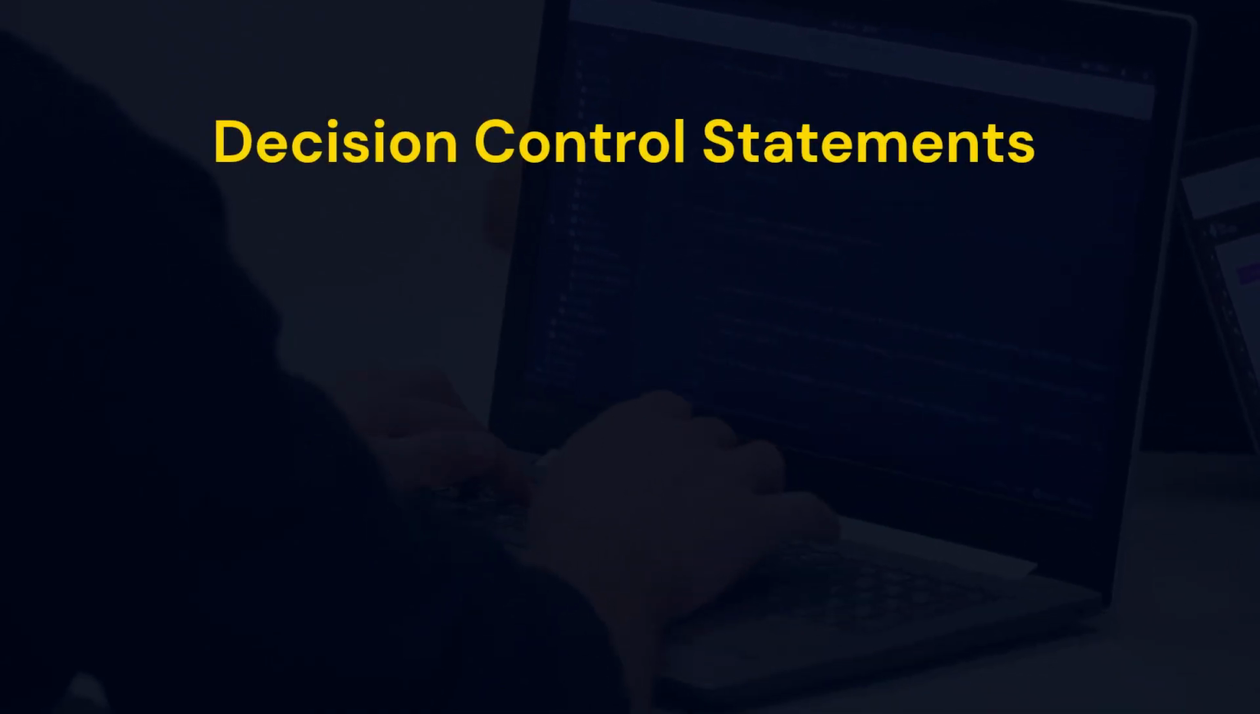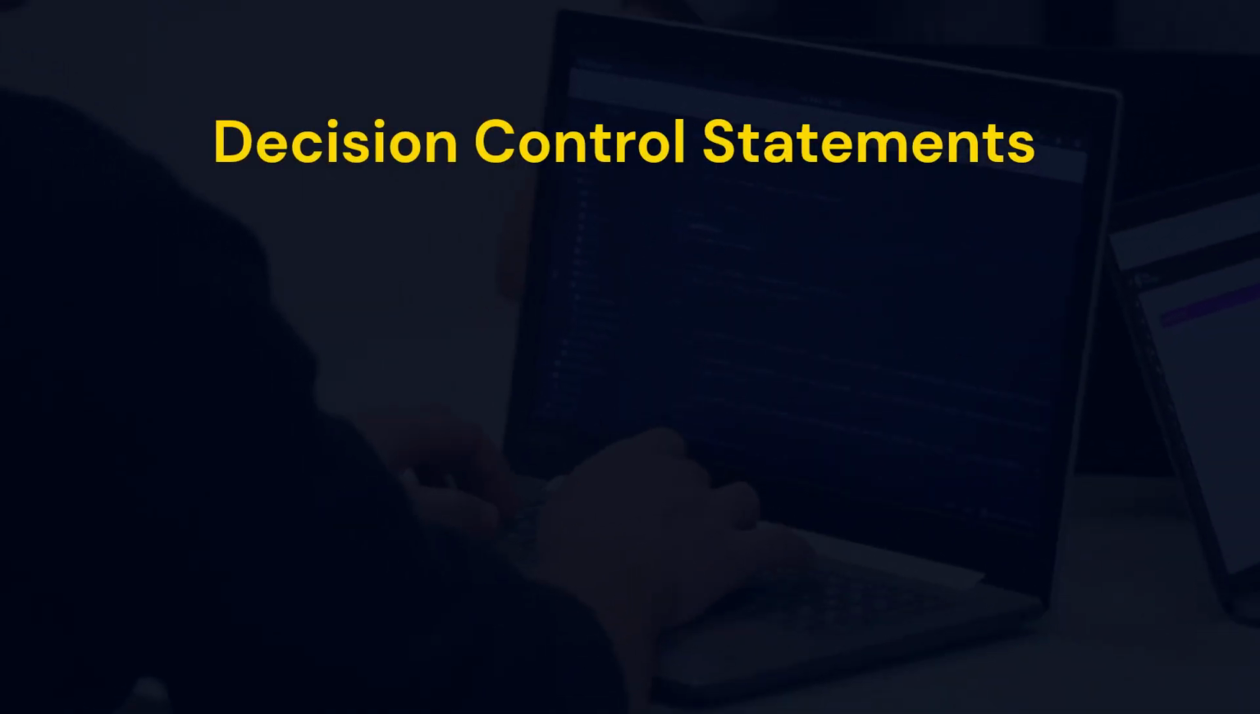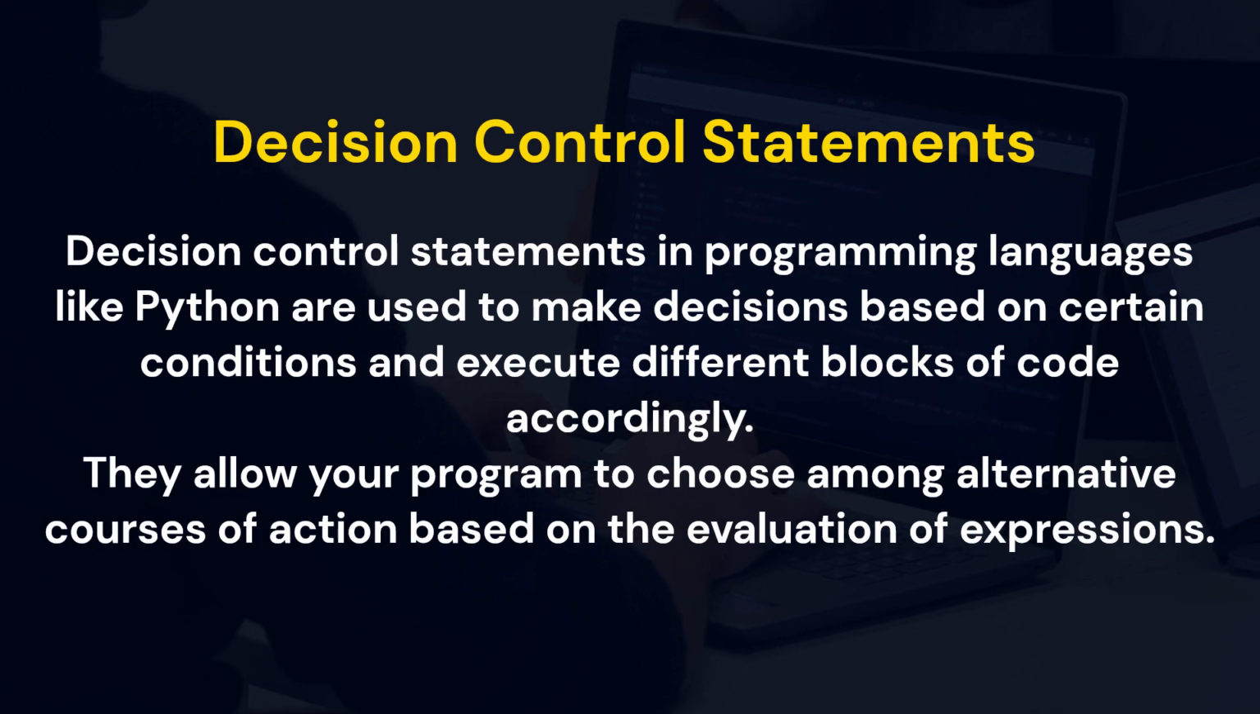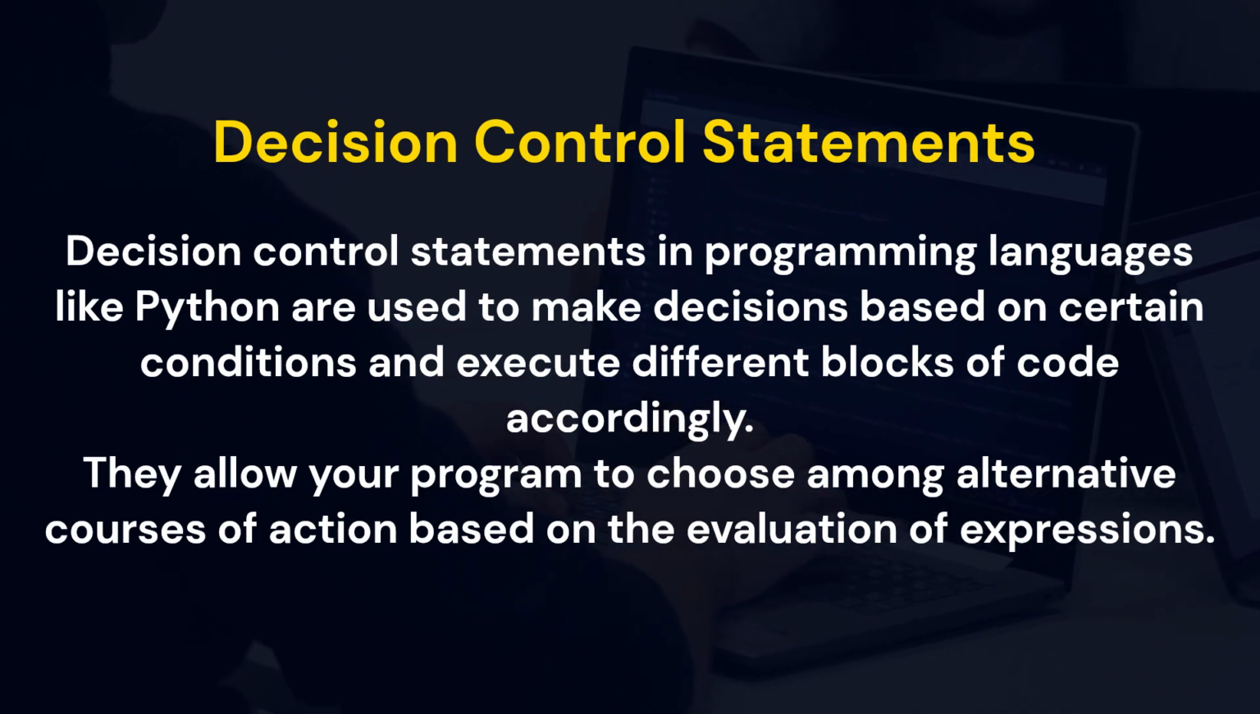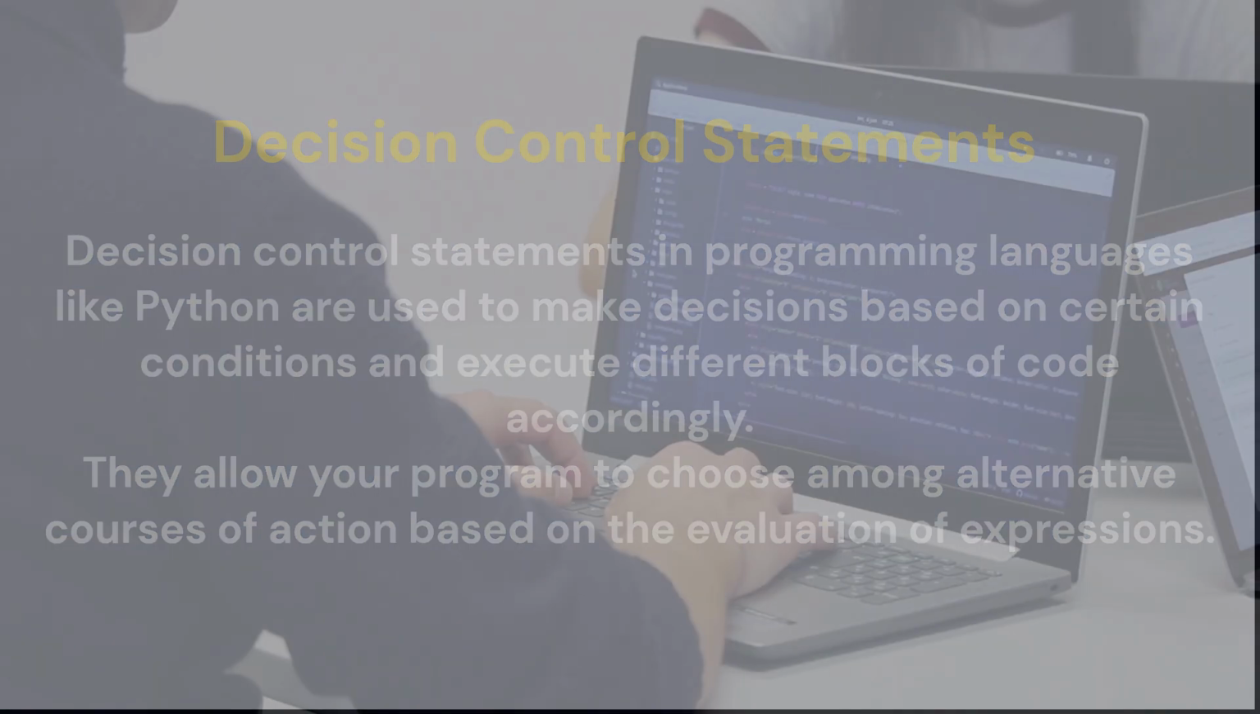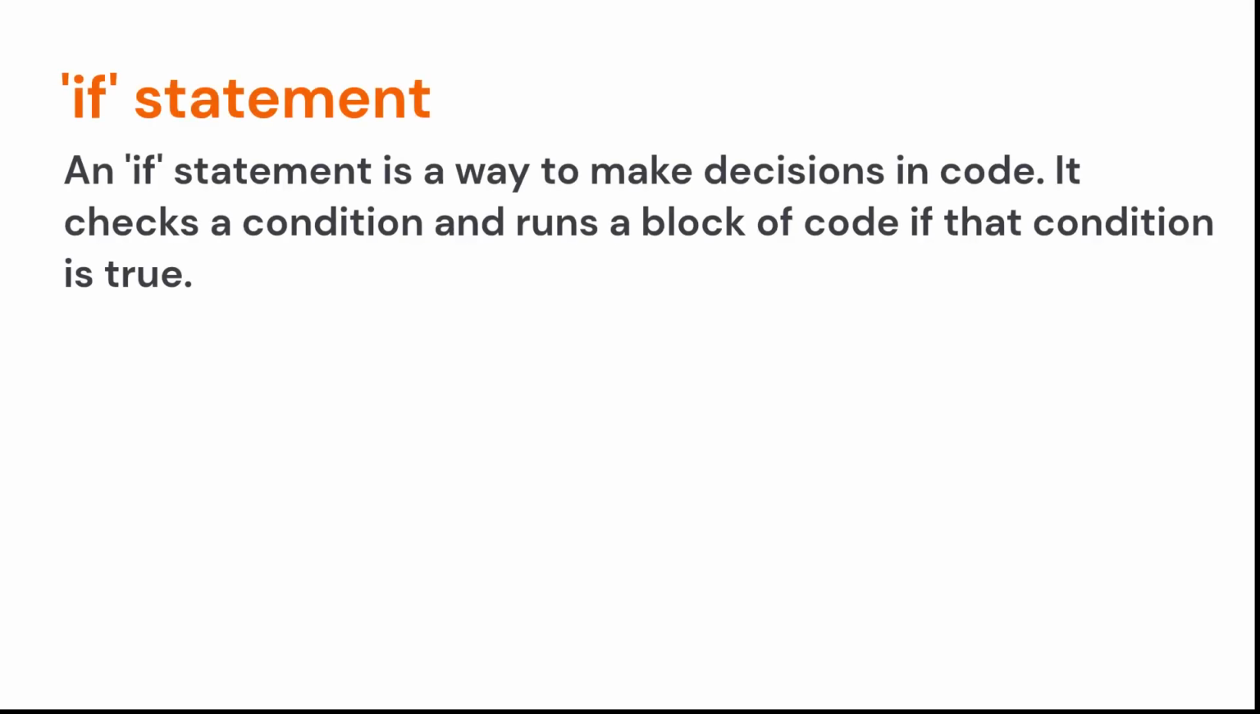With the critters safely relocated, let's delve into decision control statements in Python, much like the quick decision Patton had to make in the lab. These statements are pivotal in guiding the flow of our code. Our first stop is the if statement, the cornerstone of decision control.